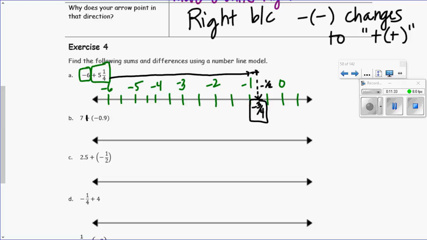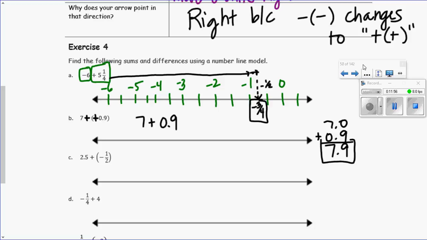I don't want to do a number line here because 7 plus positive 0.9 is so easy. Just think about money. $7 plus 0.9 or 90 cents, that's just 7.9. I don't think a number line is actually appropriate here. I think we're looking for the fastest way to do some of these. So I want you to get used to coming up with the best way to do these.